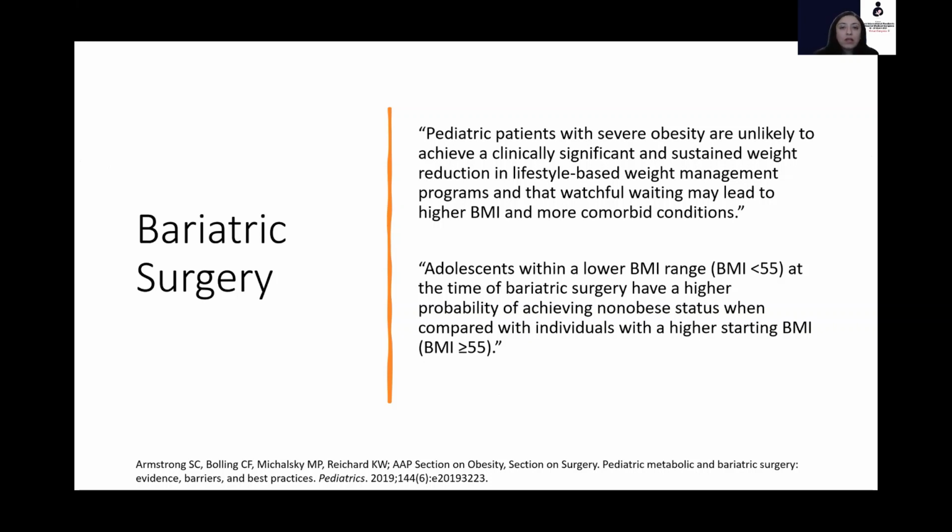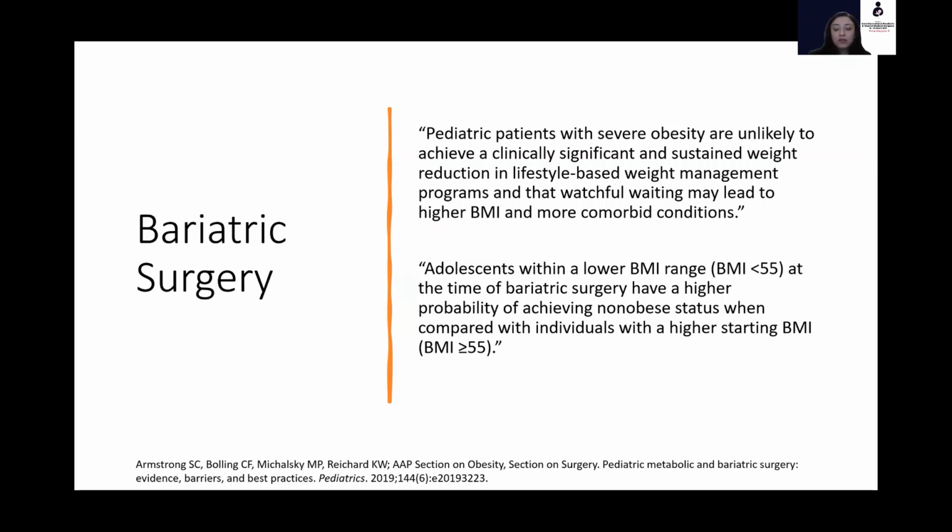The latest statement of the AAP on the topic is that pediatric patients with severe obesity are unlikely to achieve a clinically significant and sustained weight reduction based on lifestyle only. And sometimes watchful waiting will actually worsen their BMI and put us in a more difficult position when it comes to treatment. Also, studies have shown that intervening surgically at a lower BMI, below 55, has a higher probability of achieving a non-obese status compared to starting at a higher BMI.